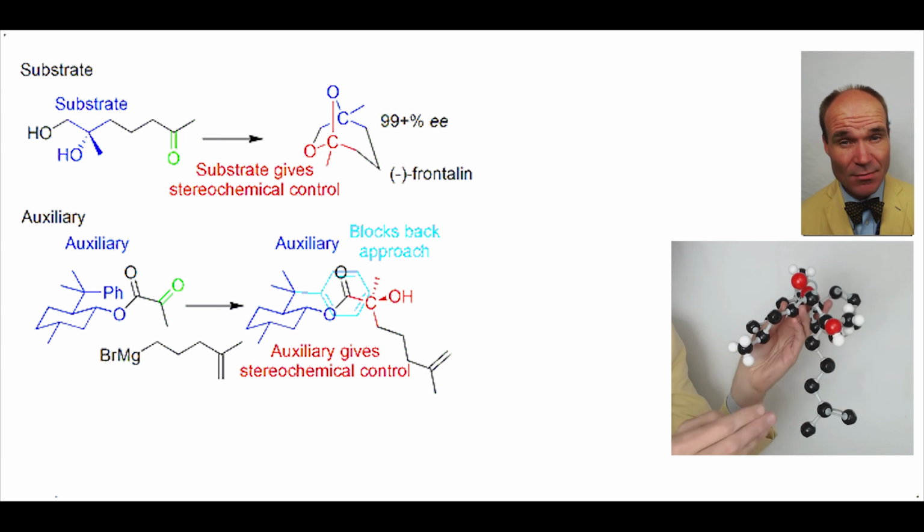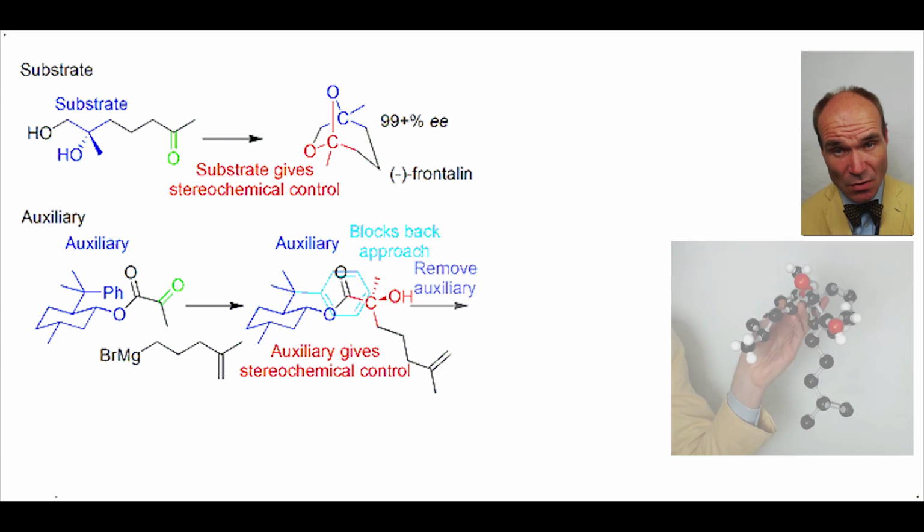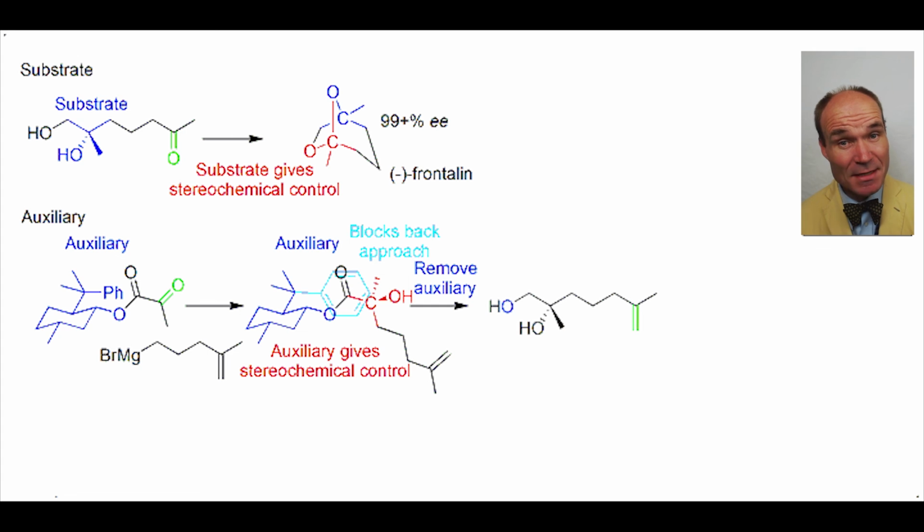Next, with the auxiliary having served its purpose, it's removed, and the alkene is exposed to ozone and converted into a ketone that's then ready to carry out the acetylation discussed just now in the substrate-controlled reaction example.